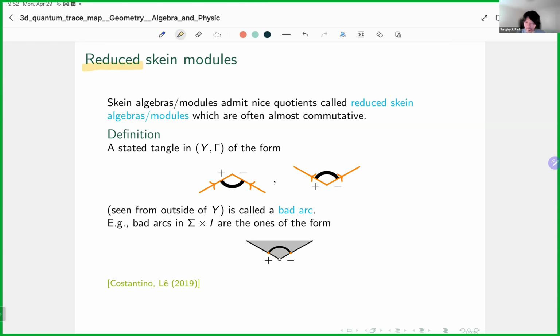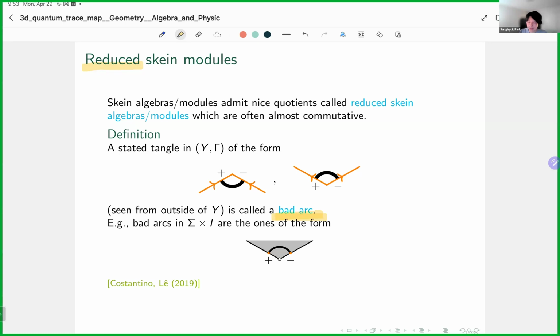So, even though the stated skein modules and skein algebras are defined in a pretty simple way in terms of the generators and relations, it may not always be easy to study their algebra structure explicitly. But it turns out that if we take a quotient of these modules by killing certain arcs, certain elements called bad arcs, then very often the structure of these skein algebras and skein modules becomes much simpler, so they're easier to study. So, what are bad arcs?